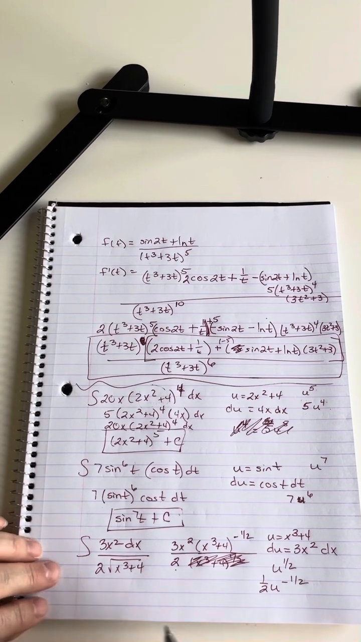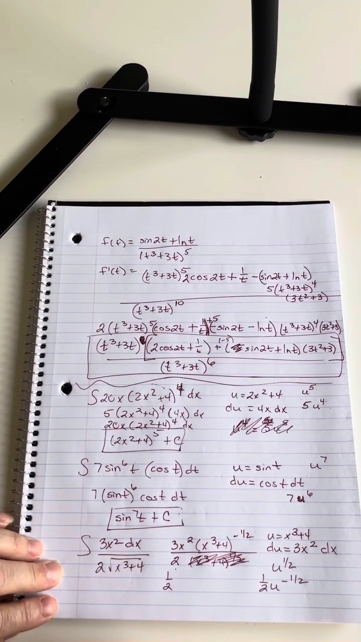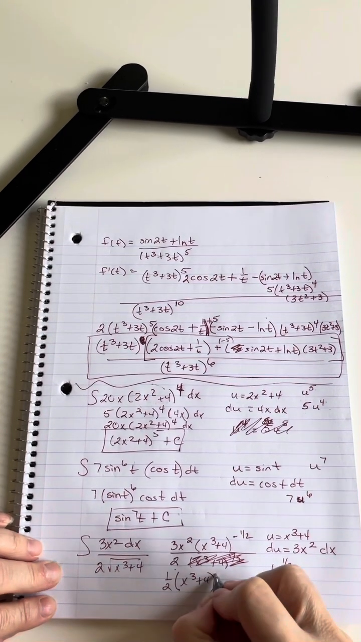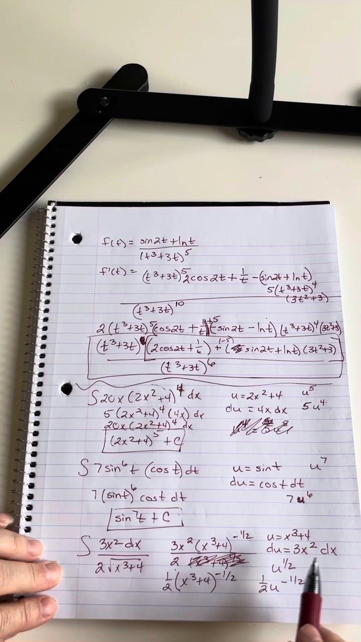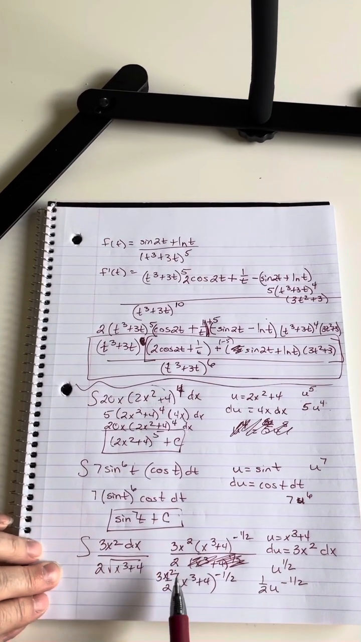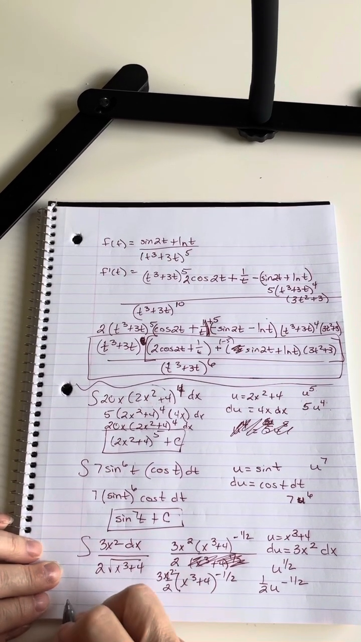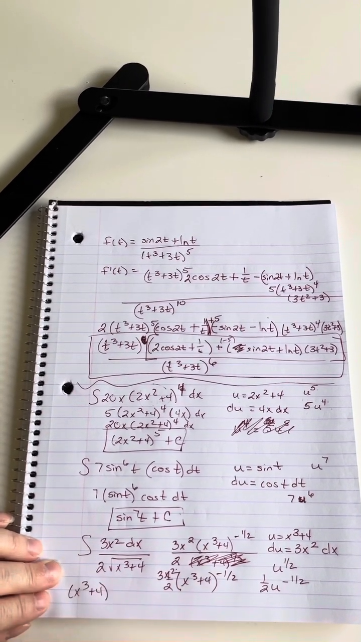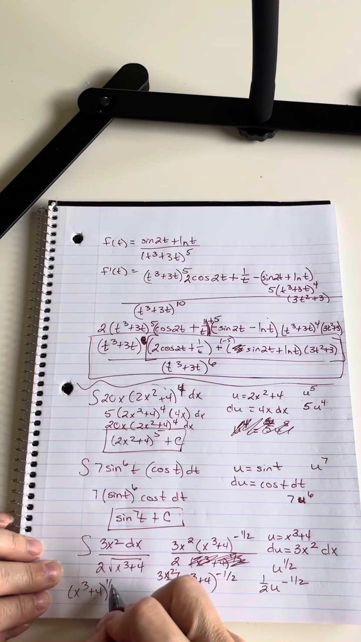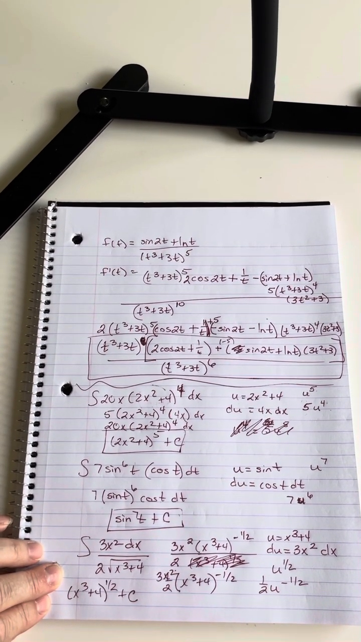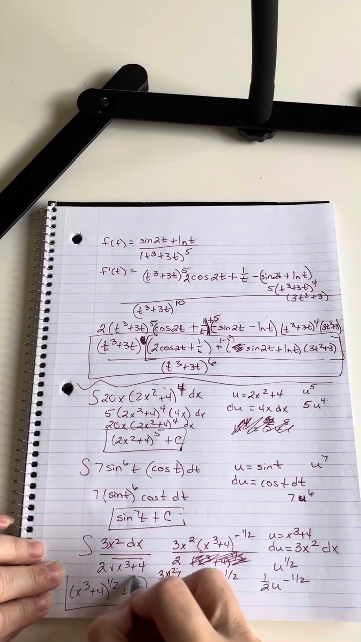Now if I plug in, we have our 1/2 with our u, which was x cubed plus 4 to the negative 1/2, multiplying with our 3x squared, which puts it on the top. So 3/2 x squared, yes. Now we just need our answer, our u, which was x cubed plus 4 to the 1/2 plus c. Yes, okay.